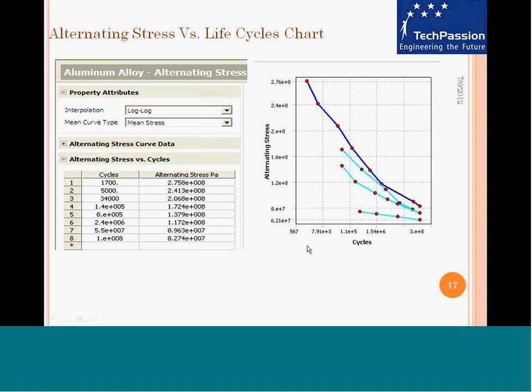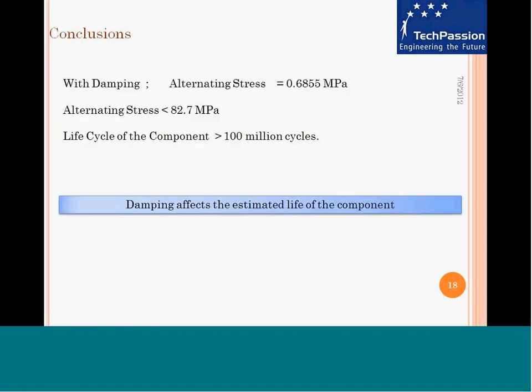This shows the plot of alternating stress against the number of cycles. As is expected, when the stress keeps going up, the life expectancy keeps coming down. So in this case, the stress that we compute is somewhere in this zone, and from this we can map the life of the component. So the model with damping is a realistic model. With damping, we get an alternating stress of 0.68 megapascal, and this is less than 82.7 megapascal, and so the life of the component is estimated to be greater than 100 million cycles, which is like an infinite life condition.